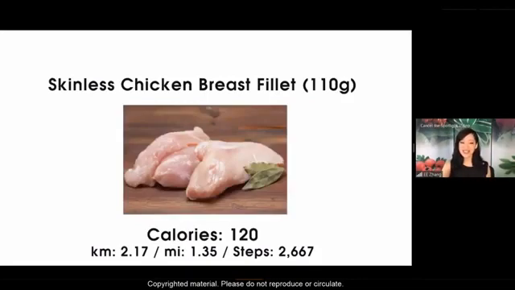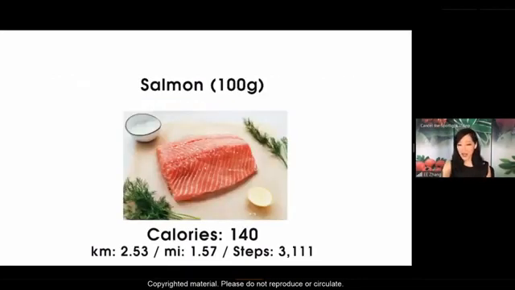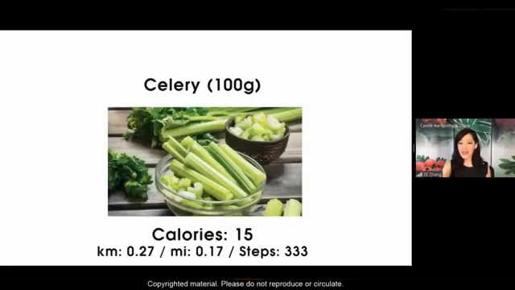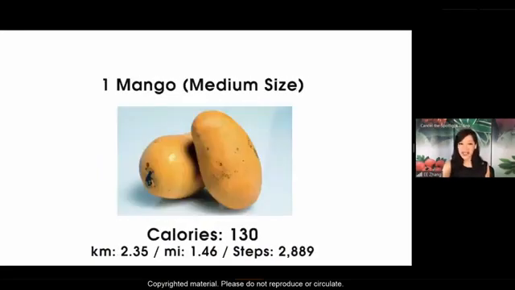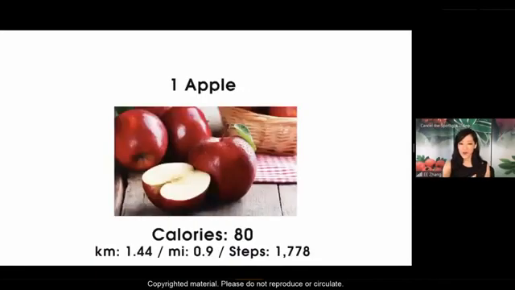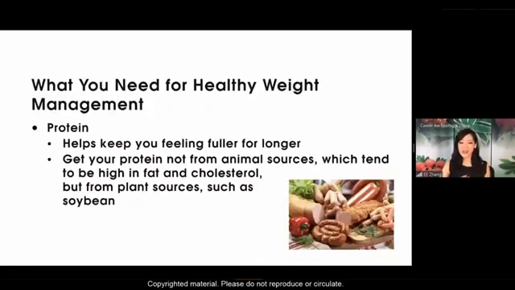Skinless chicken breast is 120 calories. Salmon, 140 calories. Celery, only 15 calories. Cabbage, 15. Kale, about 20 calories. Mangoes have a little bit more calories because they're sweet, 130 calories. Kiwi fruits, 45. An apple, 80 calories. So what we need for healthy weight management is to just keep in mind the real amount of calories we have in our food. Right?